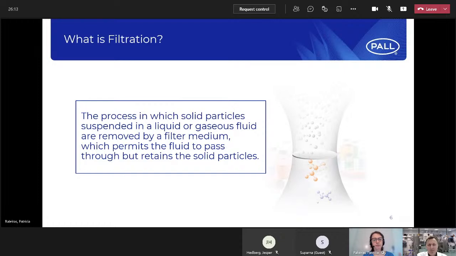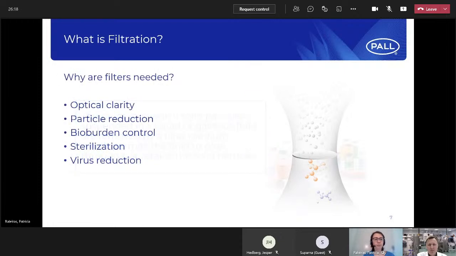And this permits that the fluid passes through, but retains solid particles. And filters are needed for several reasons. These are some of the main ones in the bioprocess, at least. We need them for optical clarity to remove particles and aggregates that can form during the process.